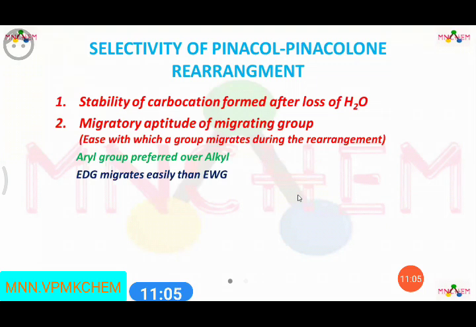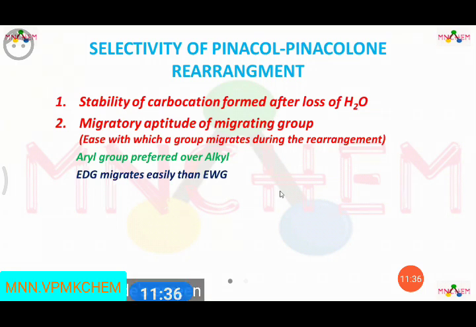A few key points to remember: aryl groups are preferred over alkyl groups. We can say aryl groups migrate more easily than alkyl groups. In aryl groups also, if we have electron donating groups attached, then they migrate more easily than electron withdrawing groups attached to the aryl groups or phenyl rings.